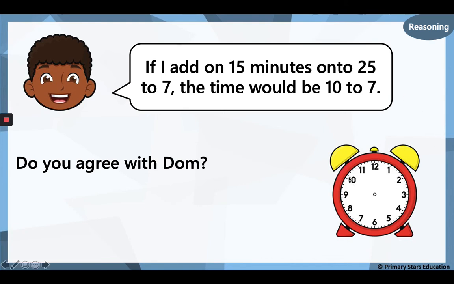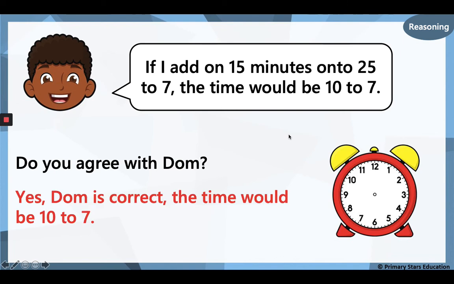Let's see, how many minutes would be left? 5, 10. Yeah, and the hour hand hasn't changed, so yes, it would be 10 to 7. So do you agree with Dom? And it'd be yes, Dom is correct. The time would be 10 to 7. Remember, if you need to draw anything to help you answer these questions, then do so.